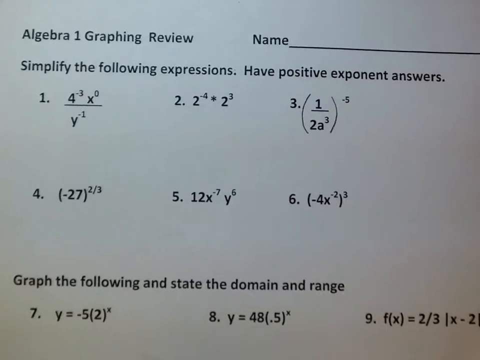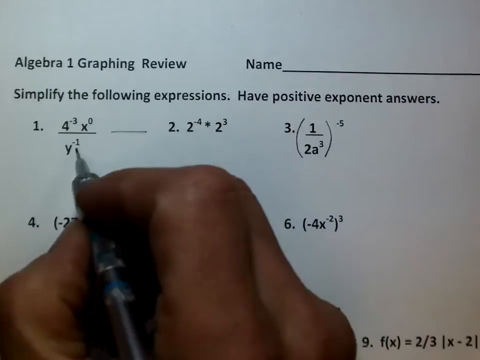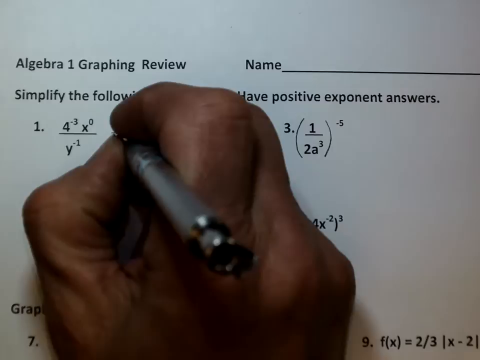Okay, so here we go. The review. So first of all, when I see negative exponents, I think fraction. If it's a negative, I'm going to bring it up. If it's a negative, I'll bring it down. I just move it to different places. That's all I'm going to do.